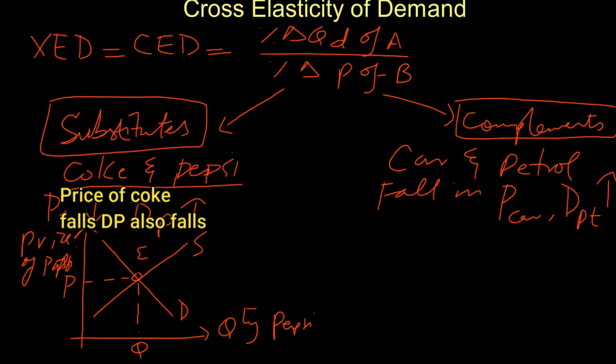Now if there is a fall in price of Coke, then demand for Pepsi will fall and the demand curve for Pepsi will shift to the left, and the new demand curve for Pepsi will be D1. And this is the basic principle: when there is a fall in demand for a certain product, its demand curve shifts to the left, and the new equilibrium will take place at E1, where price of Pepsi will fall to P1 and its quantity will fall to Q1.